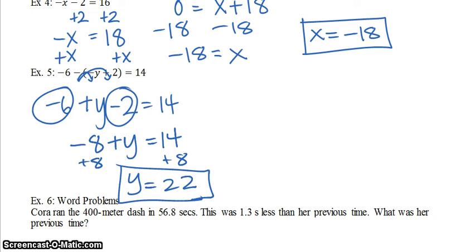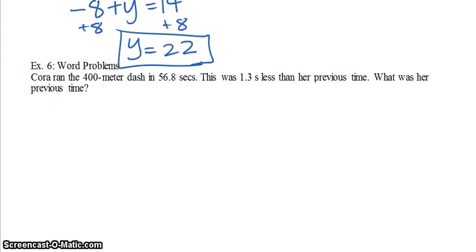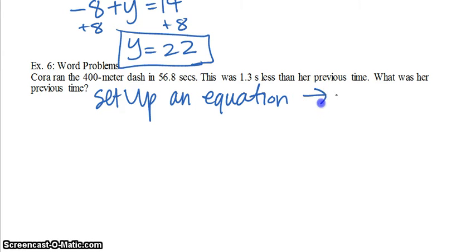Now a word problem. Now, for these word problems, what you're going to need to do is you're going to need to set up an equation and then solve. Okay, so I know you might be able to do it without an equation, but I want you to do an equation. So there you go. So it says Cora ran 400-meter dash in 56.8 seconds. This was 1.3 seconds less than her previous time. What was her previous time? Well, I'm going to say x equals her previous time.